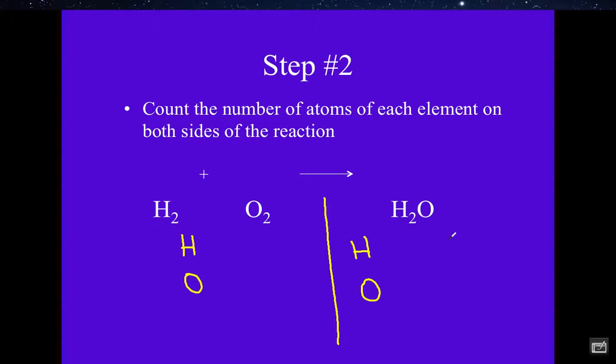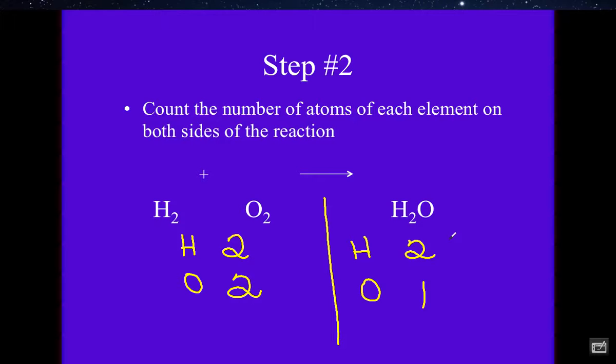Now I actually need to count the atoms that are there. If I look to the right of the H, I see that little number 2, and that tells me I have 2 atoms of the hydrogen. And the little number 2 to the right of the oxygen tells me I have 2 atoms of the oxygen. Now, if I look at H2O on the product side, the 2 after the H indicates that I have 2 atoms of hydrogen in water, and there's no number after the O, and that is understood in chemistry terms to be a 1.